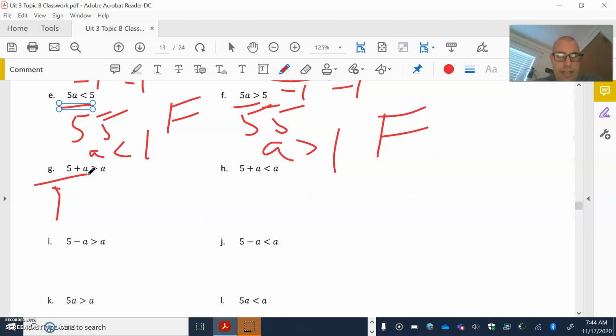All right, so let's see here for letter H. If you add 5 onto a number, will it make it small? No, that's false. That's the exact opposite of what we just talked about. If you add 5 onto something, it's going to make it bigger. It's not going to make it smaller than it was. All right, let's look at this next one here.